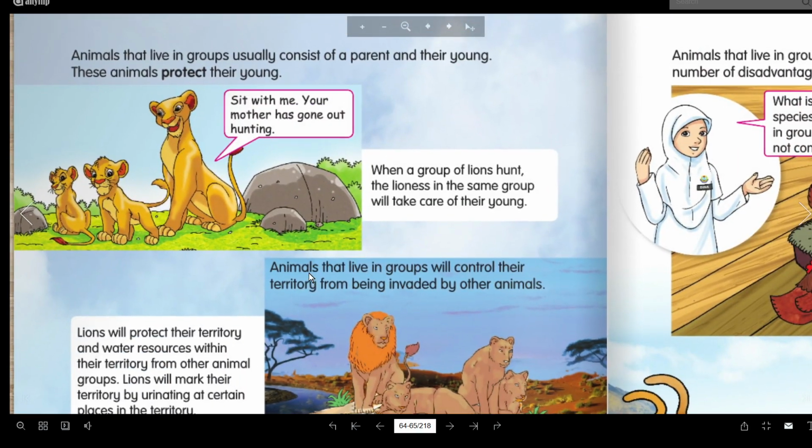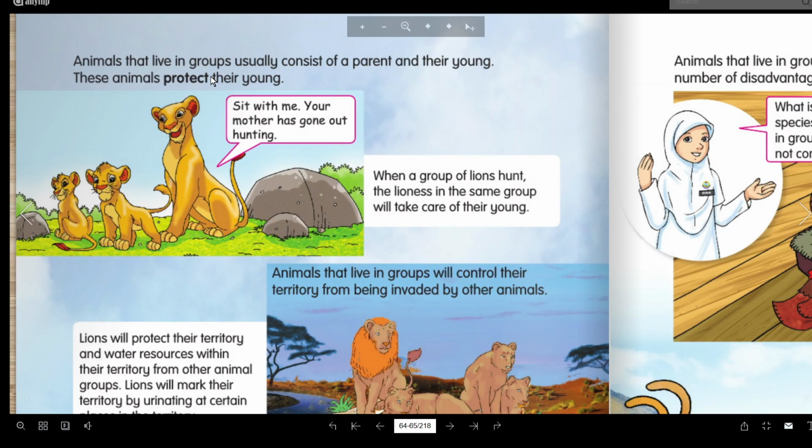Clear. Good. Animals that live in groups usually consist of parents and their young. These animals protect their young ones. Like here you can see this lion is saying, sit with me, your mother has gone out hunting. So when a group of lions hunt, the lioness in the same group will take care of the young ones.